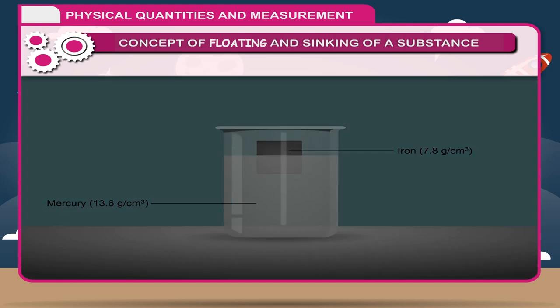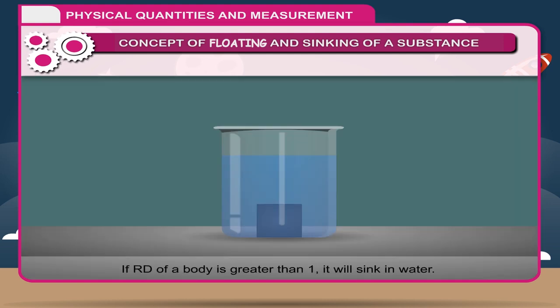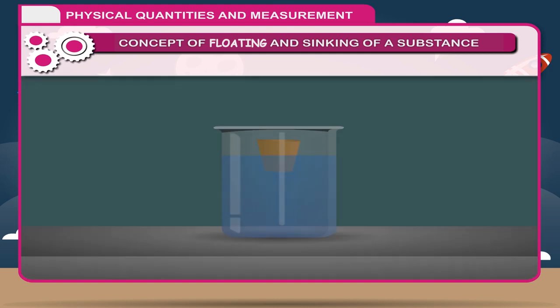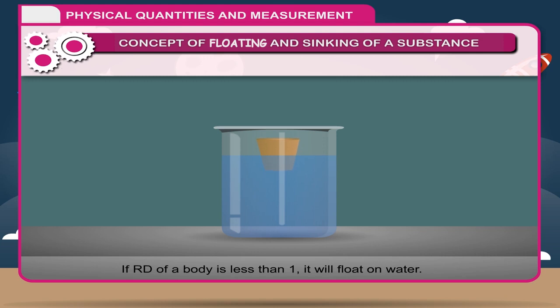Also, we can say that 1. If relative density of a body is greater than 1, it will sink in water. 2. If relative density of a body is less than 1, it will float on water.